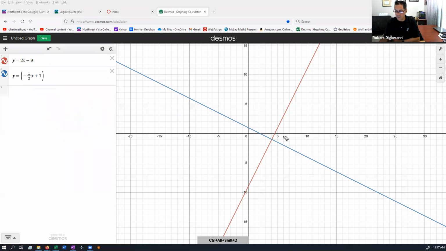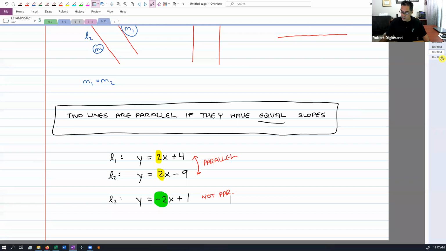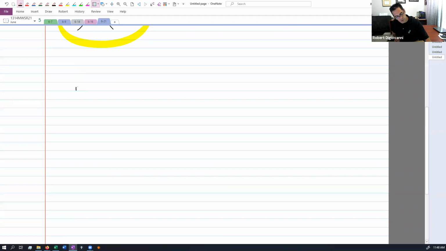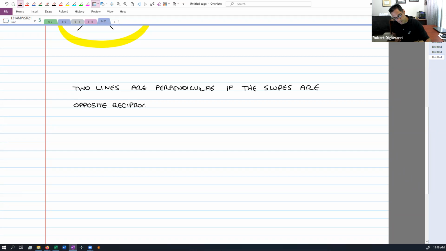So let me summarize that back on our notes page. Two lines are perpendicular if the slopes are not equal, but are what we call opposite reciprocals. Opposite reciprocals.